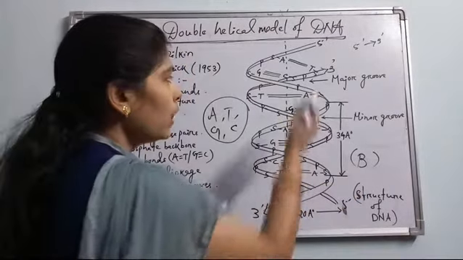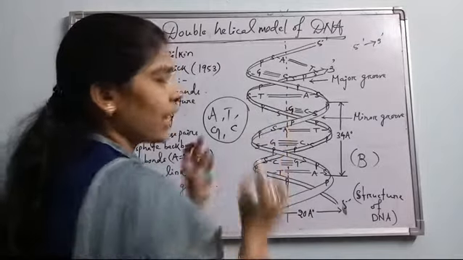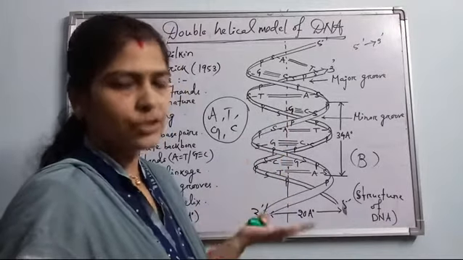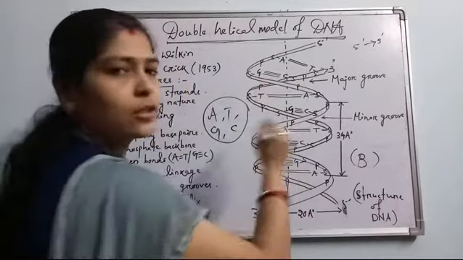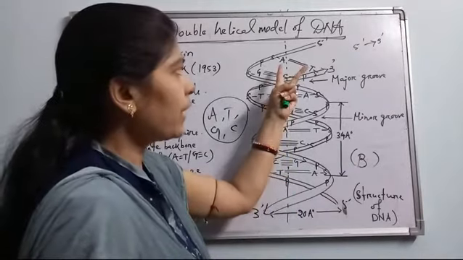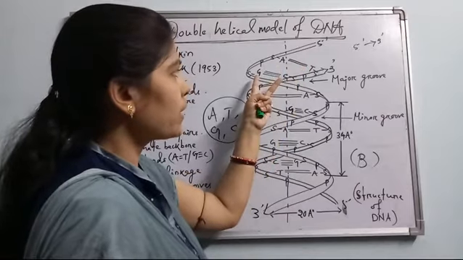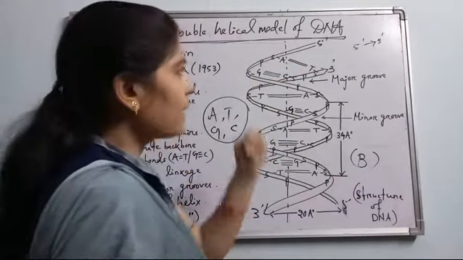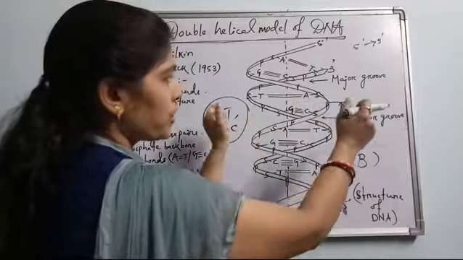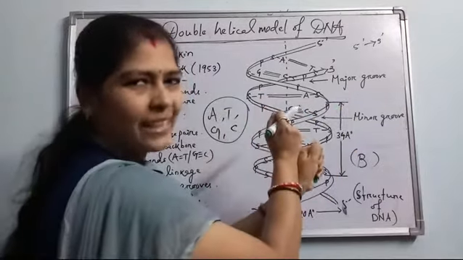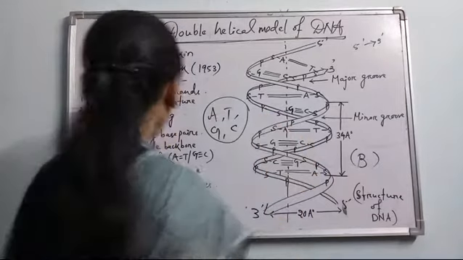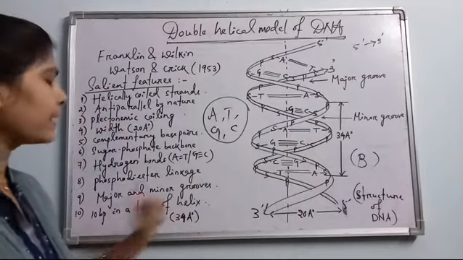So always A pairs with T, and guanine, that is G, pairs with C, or cytosine. So A, T, G, C are the complementary base pairs. Between A and T, 2 hydrogen bonds, and between G and C, 3 hydrogen bonds are present. These hydrogen bonds stabilize the structure so that the 2 strands remain very tightly coiled around each other. Then, phosphodiester linkage.